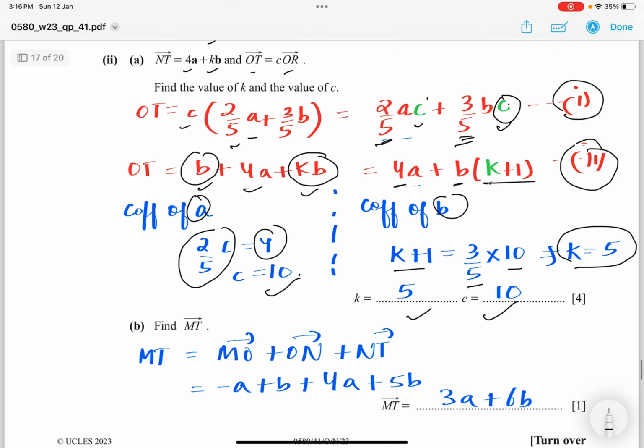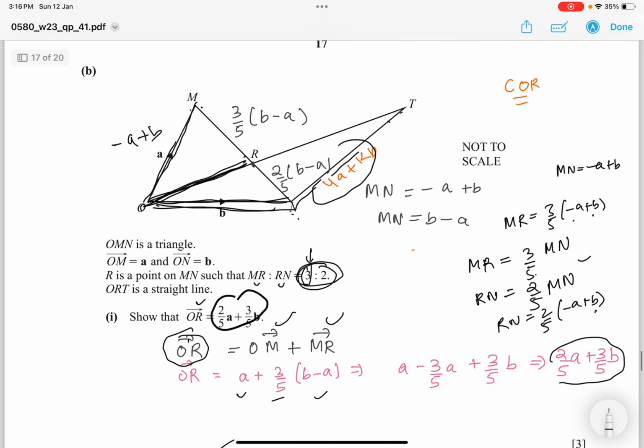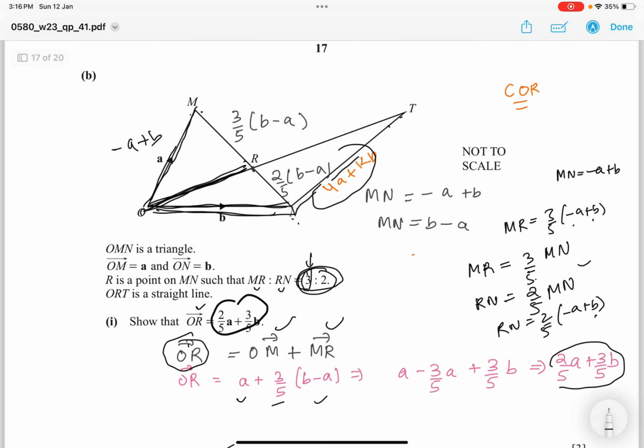We have to find MT. Now to find MT, MT equals MO plus ON plus NT. Let's figure it out. MT is like this. So it is MO plus ON plus NT. I have gone this way, you might have gone some other way as well.